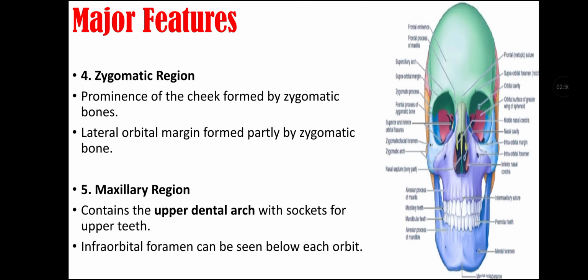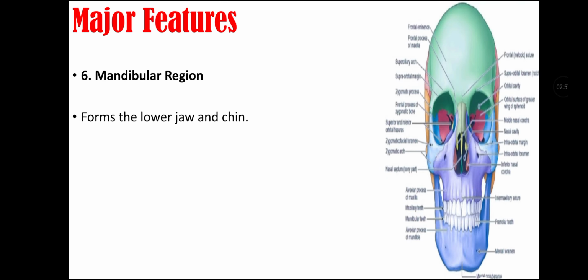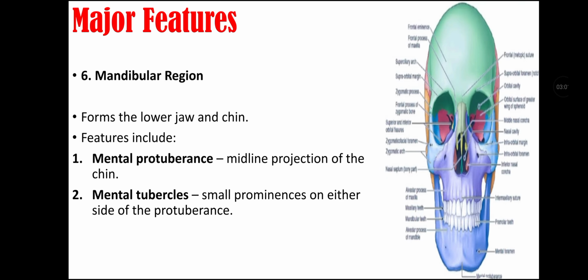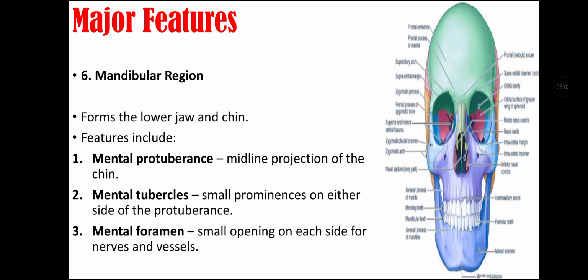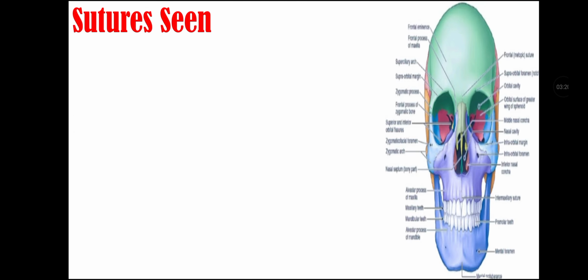Next region of norma frontalis is mandibular region. It forms the lower jaw and chin. Features here include mental protuberance, mental tubercles, and mental foramen. Mental protuberance is the midline projection of the chin. Mental tubercles are small prominences on either side of the protuberance, and mental foramen are small openings on each side for nerves and vessels.